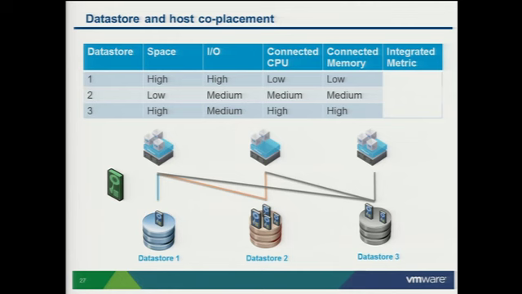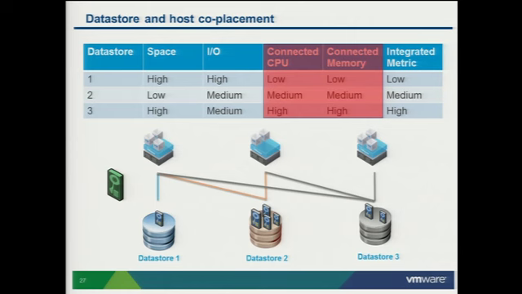But data store one is connected to but one host in the server cluster, so the connected CPU availability and connected memory availability are low. So when we add in these two attributes, that's not the best choice. Moving on to data store two, it's a better choice with respect to available CPU and memory, but data store two has very little space left, so that resource is low. So looking at the integrated metric, it's better than data store one, but it's not the best.